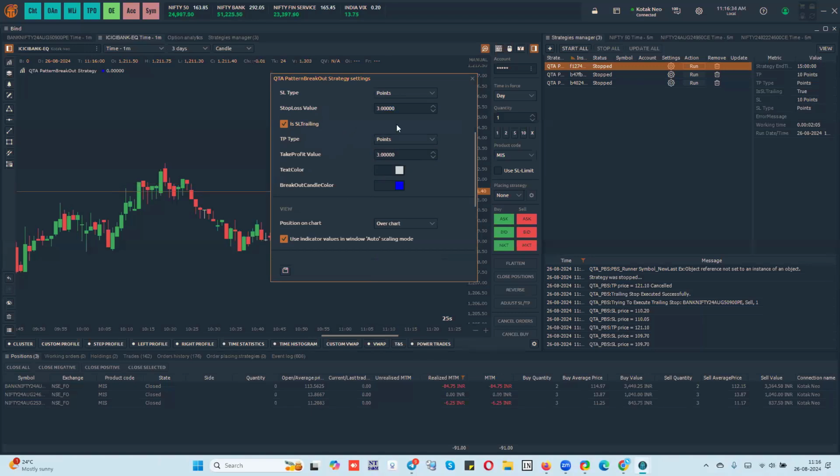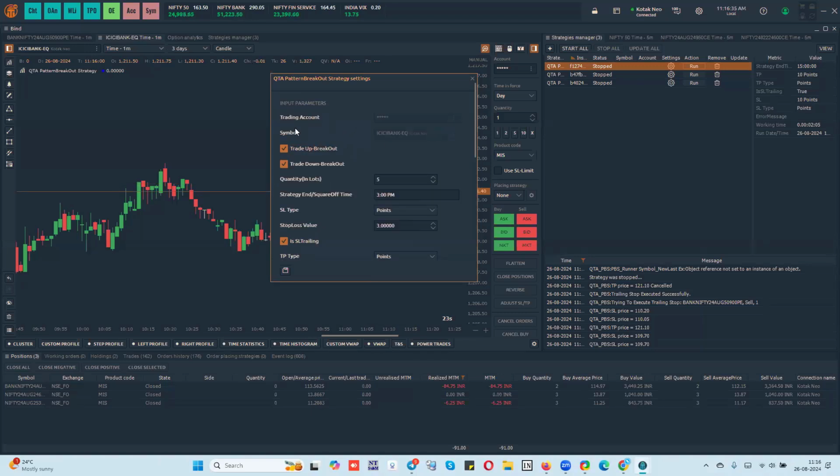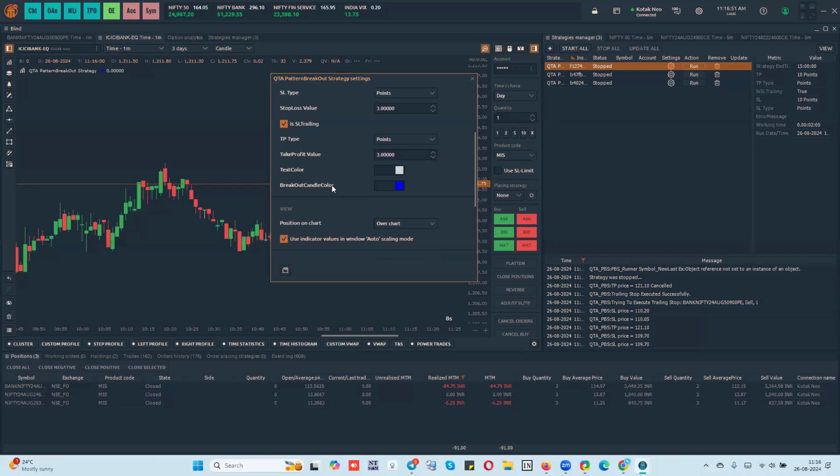I will enable trailing. So now I've selected up breakout as well as down breakout of the triangle pattern. Okay, so I've selected quantity as 5, strategy time as 3 p.m., stop loss in points, 3 points. Trailing is enabled, take profit is points, and it is 3 points.